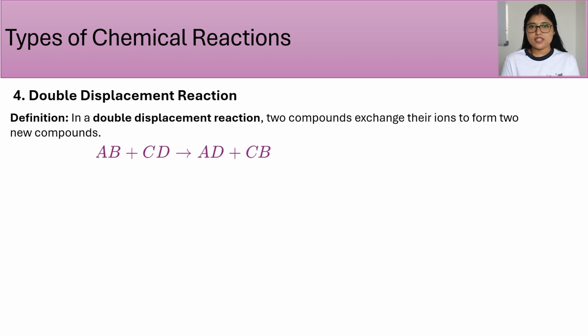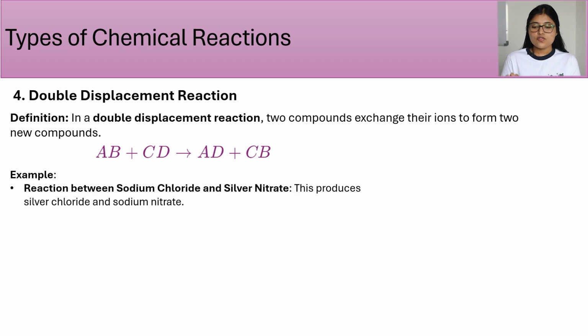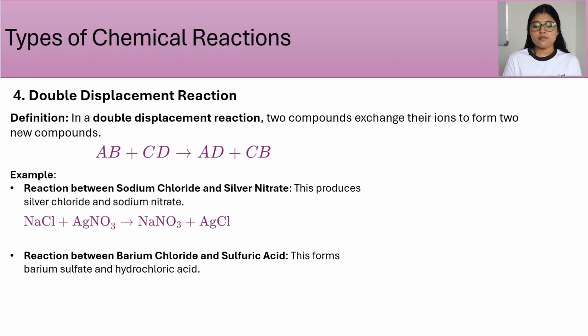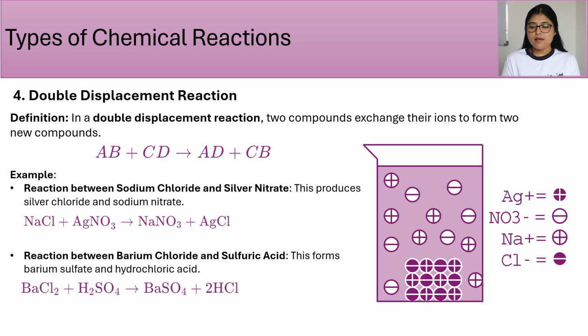What is a double displacement reaction? In this, two compounds exchange their ions to form two new compounds. Here, AB plus CD will become AD plus CB. Let's take a look at an example of sodium chloride and silver nitrate. Here, sodium chloride plus silver nitrate gives us silver chloride and sodium nitrate. In the image on the side you can see the silver and chloride ions together forming a precipitate at the bottom of the beaker. This is an example of a double displacement reaction.